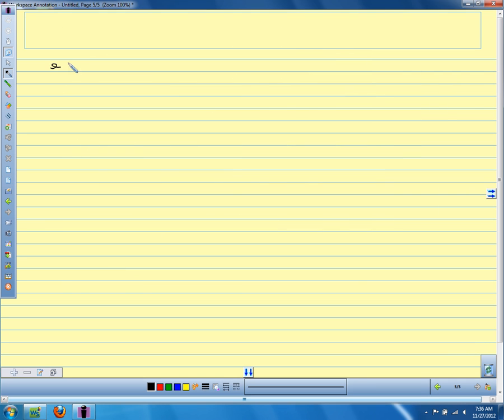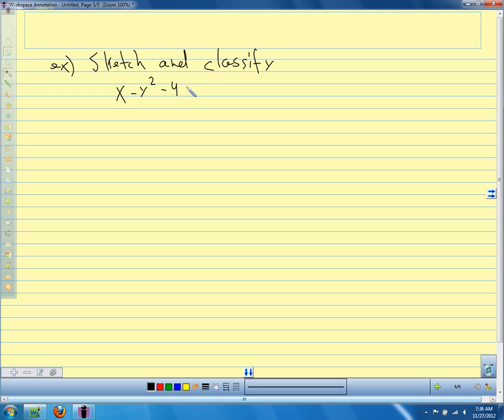So we want to sketch and classify x minus y squared minus 4z squared equals 0.